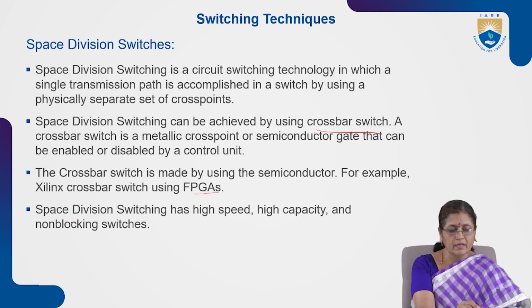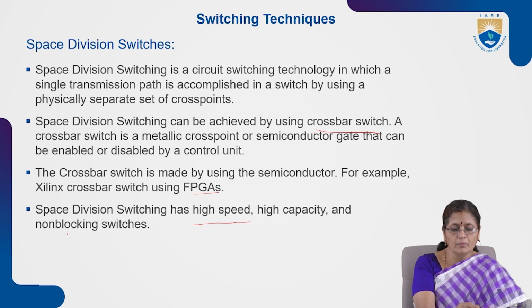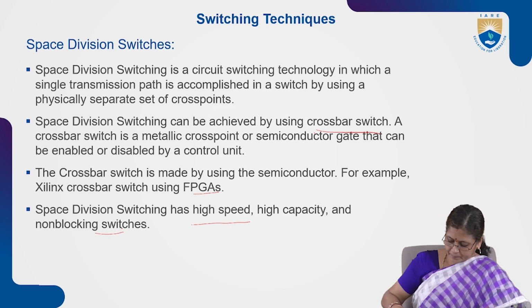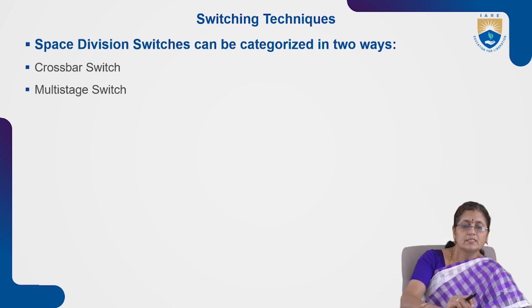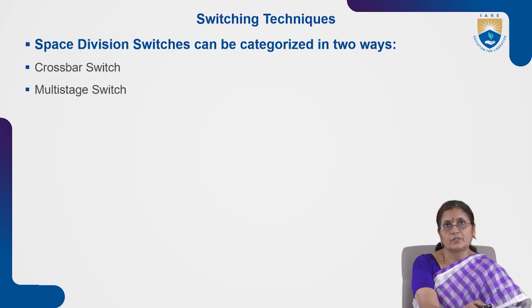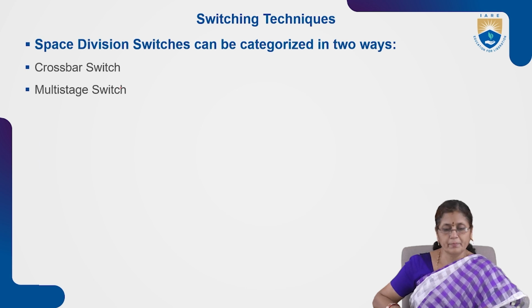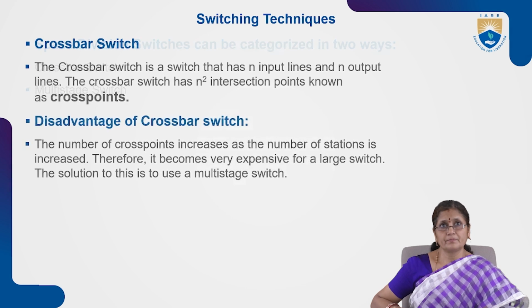Another thing, space division switching has the features of high speed, high capacity, and non-blocking switches. Space division switches are of two types: one is the crossbar switch, and another is the multi-stage switch. Many stages of these switches will also be there depending on the requirement.